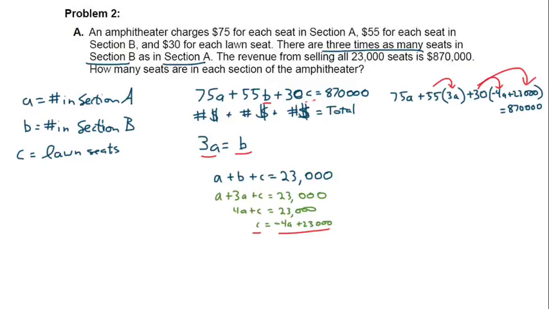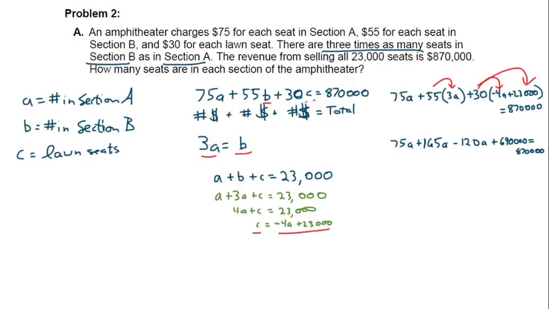So I've got 75A. 55 times 3 is 165, plus 165A. 3 times negative 4 is negative 12, so that is actually negative 120A. 23 times 30, you know what, I don't feel like doing that in my head, I'm going to use my calculator. 23,000 times 30 is 6,900, no, 690,000 equals 870,000.